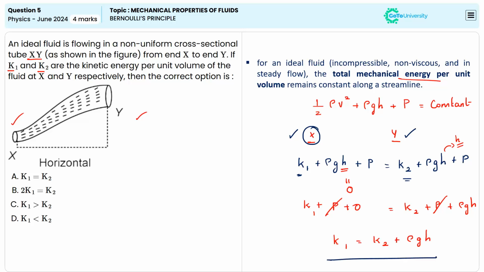By this equation itself, we can say K1 will be higher compared to K2. Then only this equation gets equalized. So we can say K1 is greater than K2. Based on that, we can say option C will be the correct answer for this question.